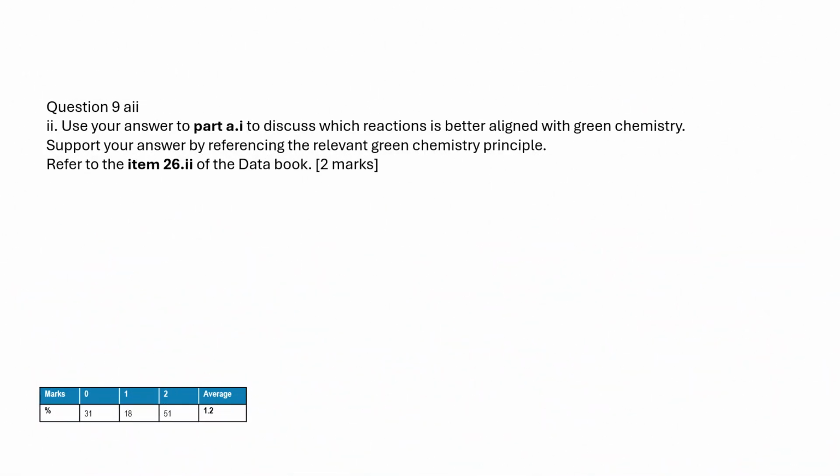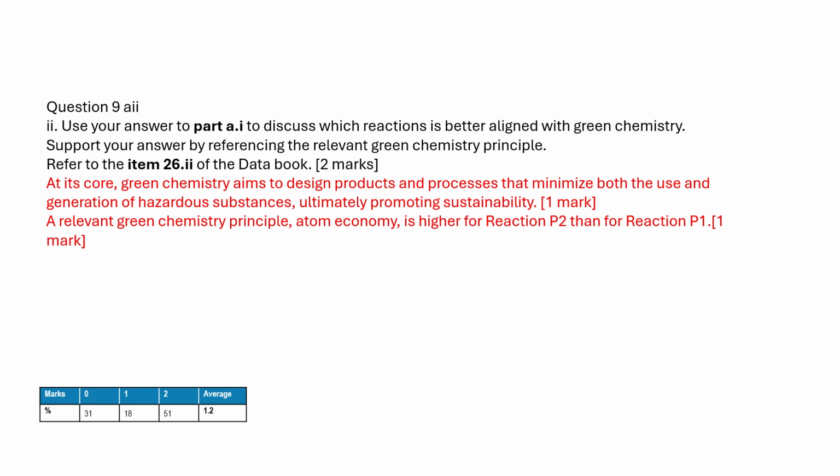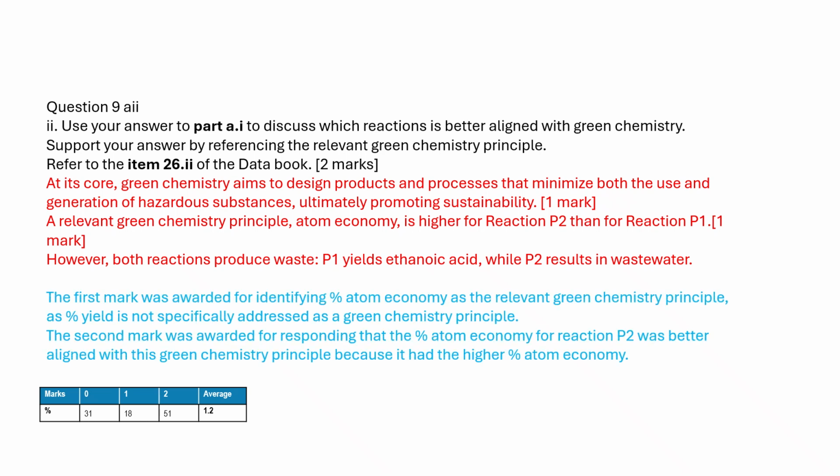At its core, green chemistry aims to design products and processes that minimize both the use and generation of hazardous substances, ultimately promoting sustainability. A relevant green chemistry principle, atom economy, is higher for reaction P2 than for reaction P1. However, both reactions produce waste. P1 yields ethanoic acid, while P2 results in wastewater.